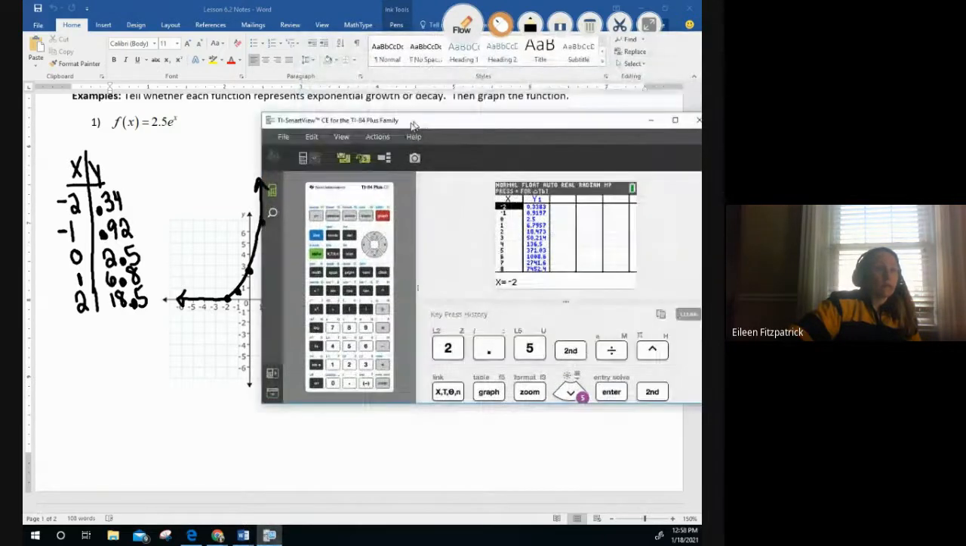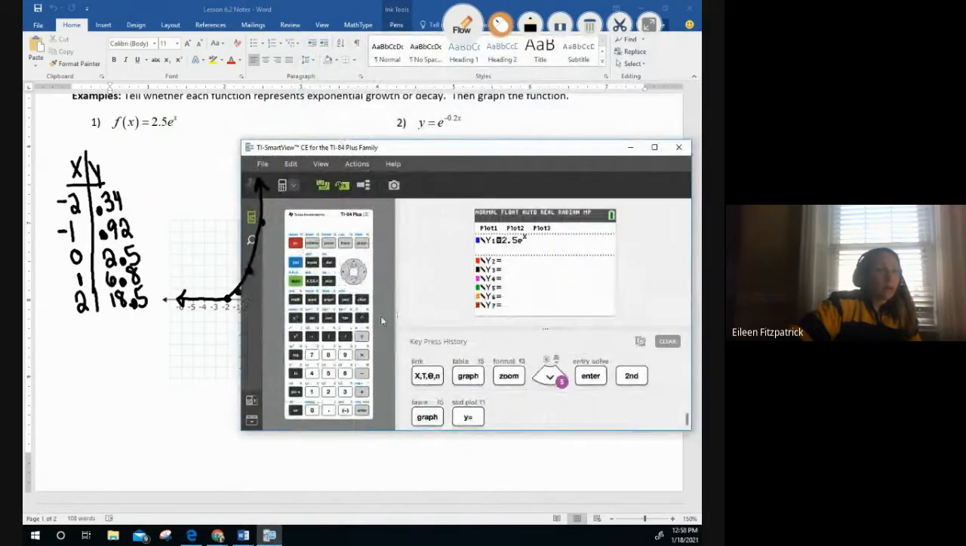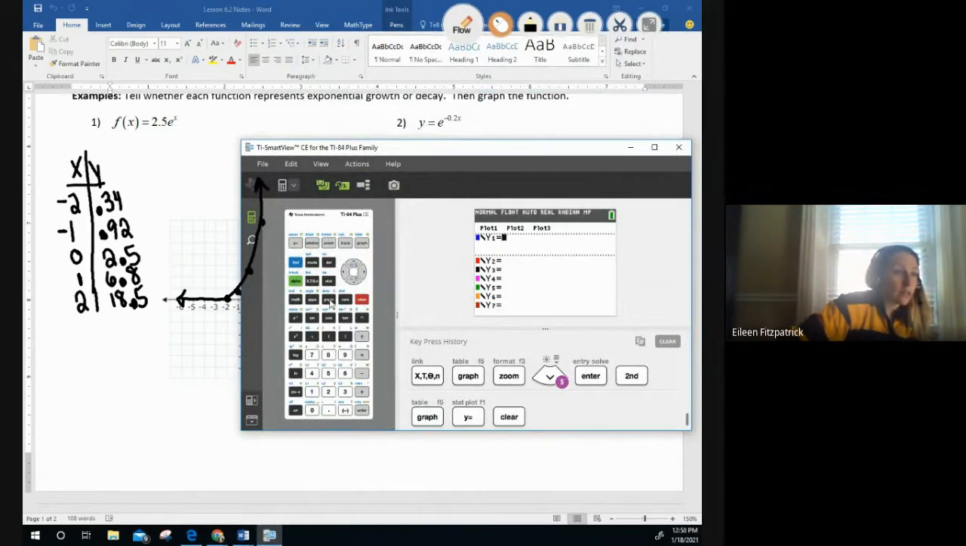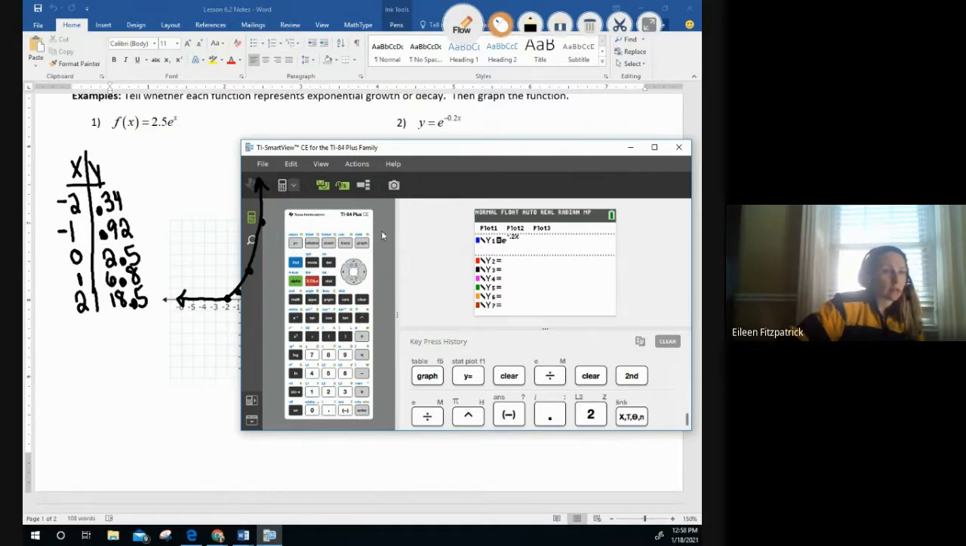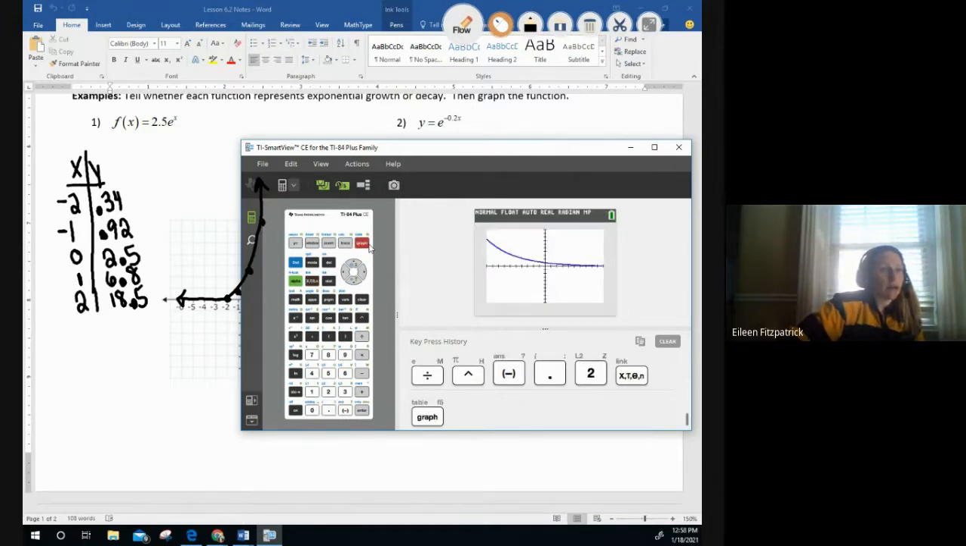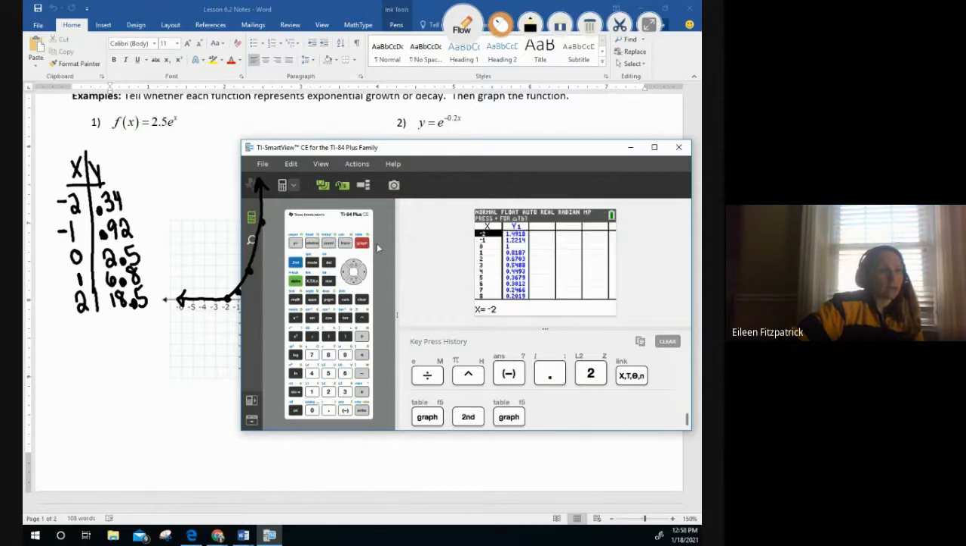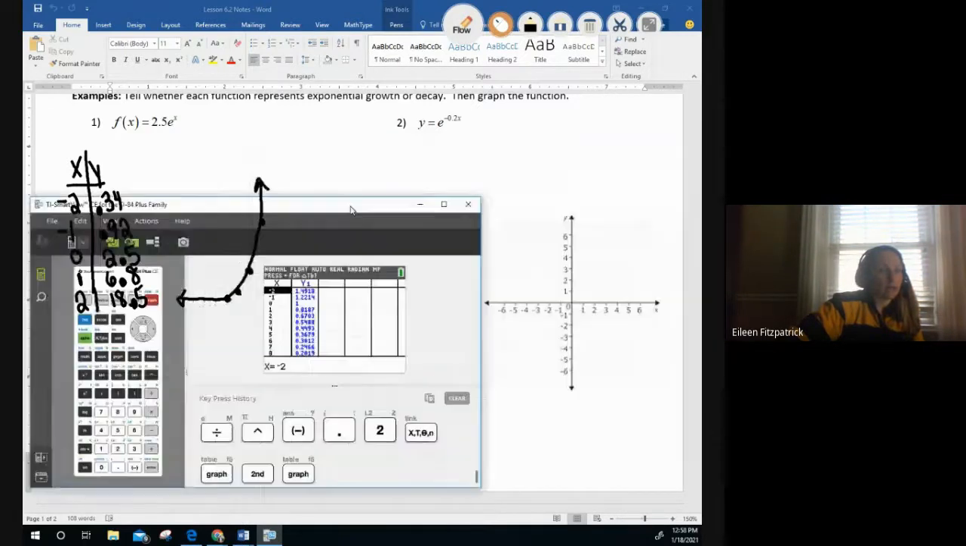Okay, so y equals, clear that out. So the next one is e. I don't think I pushed the second division. There we go. e raised to the -0.2x. And then hit graph. I can see it's exponential decay. I'm going to go to my table to get some values to jot down.